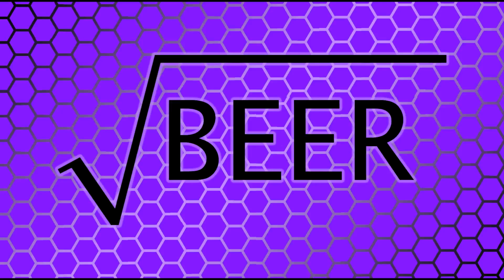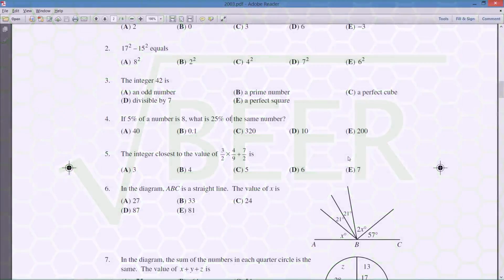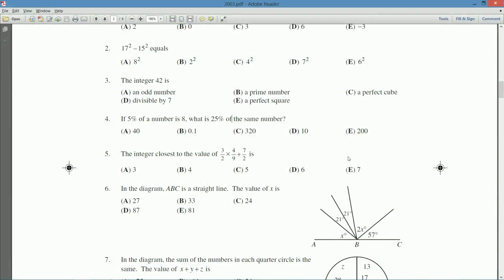Root Beer here with question number 4 on the Cayley paper. That's the 10th grade level paper from the year 2003 put out by the University of Waterloo. You can click the link in the description, get a copy of this contest to try for yourself, and I always encourage that.